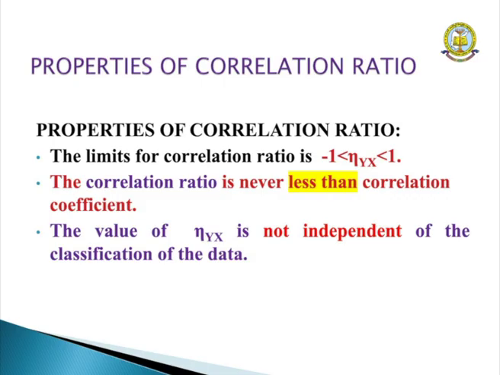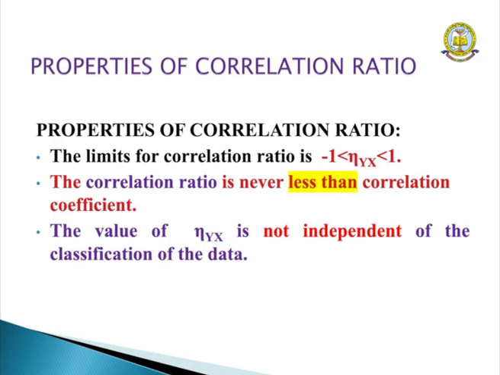The first two properties are the foremost important ones. Already you are aware of the correlation coefficient, which always lies between -1 and +1. Here also the limit of the correlation ratio lies between -1 and +1, that is, -1 is less than or equal to eta of y on x, which is less than or equal to 1. The correlation ratio is never less than the correlation coefficient.